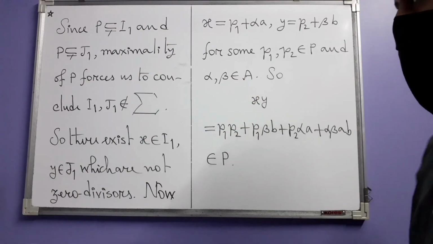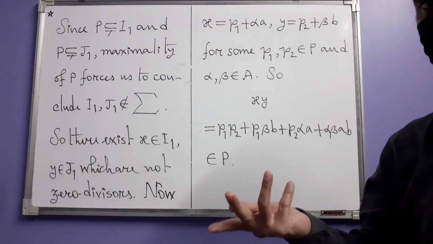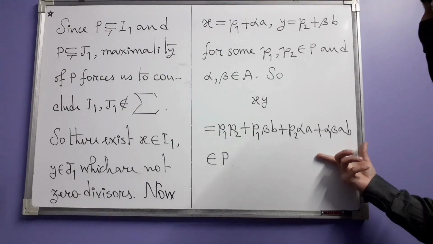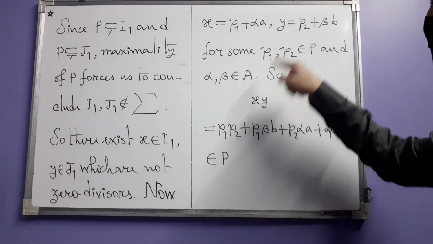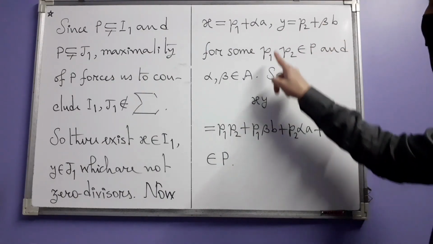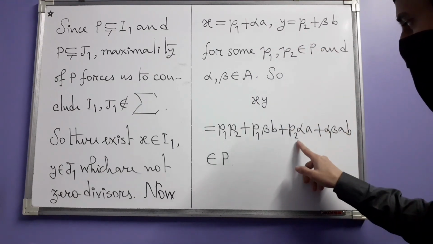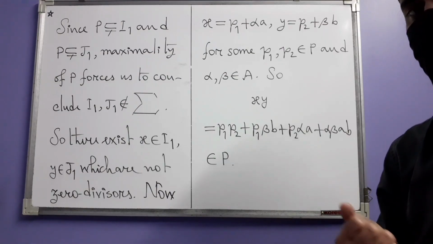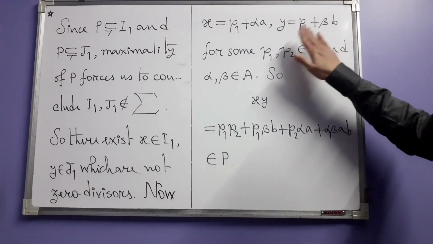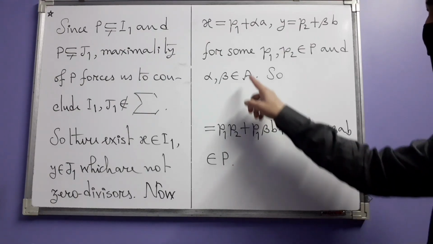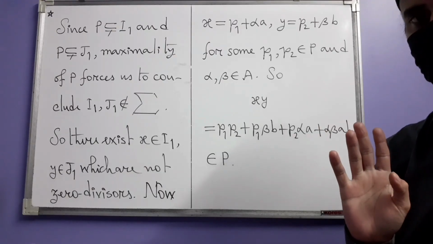Now next what we do, we take the product of X and Y. Using all the ring axioms, the product becomes, on the right hand side if you do multiplication, P1 P2 plus P1 beta B plus alpha A P2, but because multiplication is commutative, you can write it in any order, plus alpha beta AB. Now note that P1 and P2 are both coming from P, so P1 P2 belongs to P.